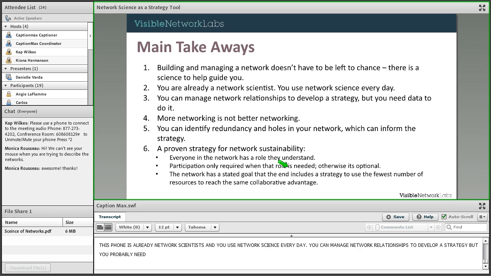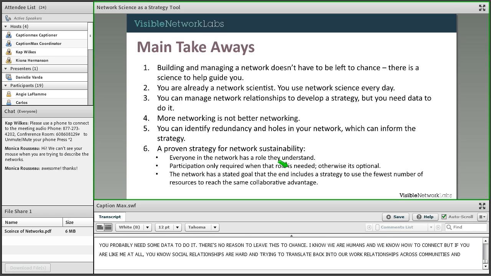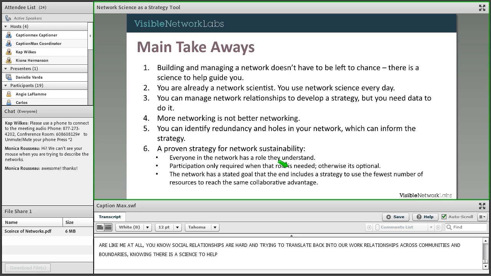Building and managing a network doesn't have to be left to chance. There is a science to help guide it. Everyone on this call is already a network scientist, and you use network science every day. You can manage network relationships to develop a strategy, but you probably need some data to do it. There's no reason to leave this to chance. I know we're humans and we know how to connect, but if you're like me at all, social relationships are just hard, and trying to translate that into our work relationships across communities and boundaries, knowing there's a science to help us with that is actually comforting to me.